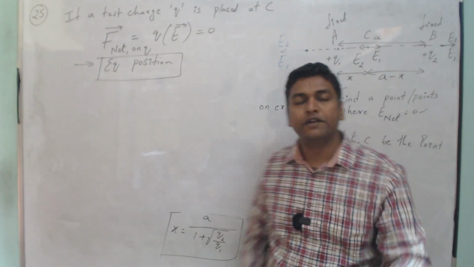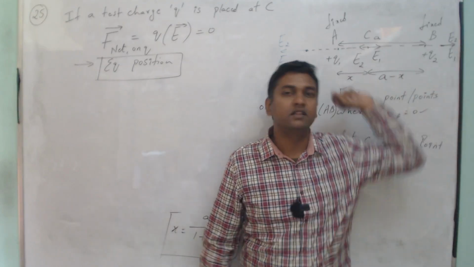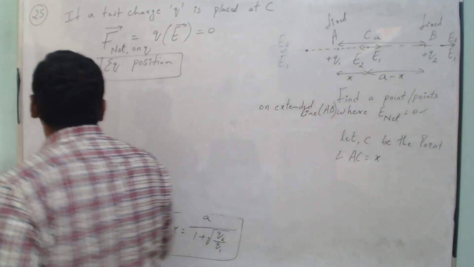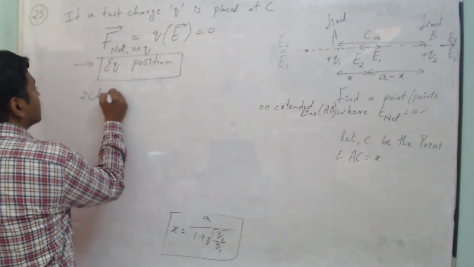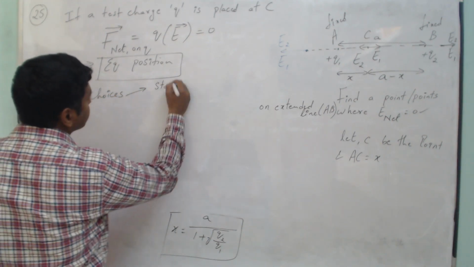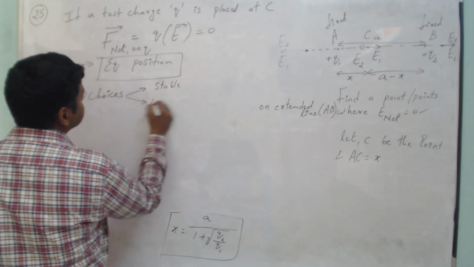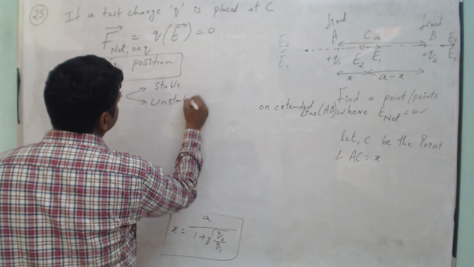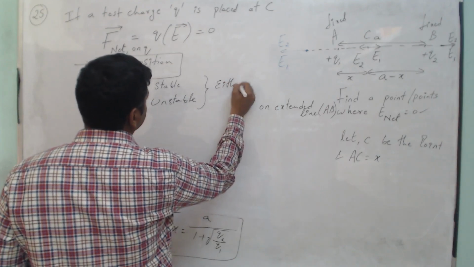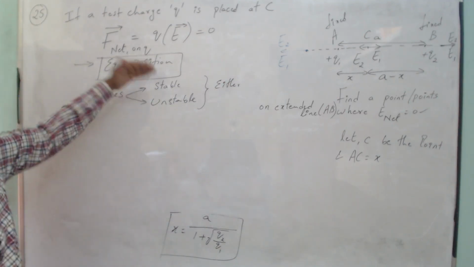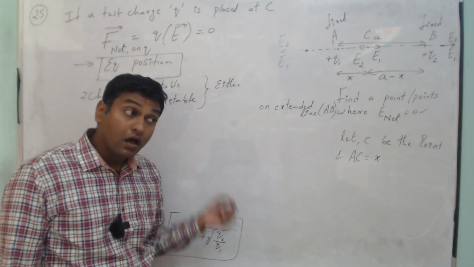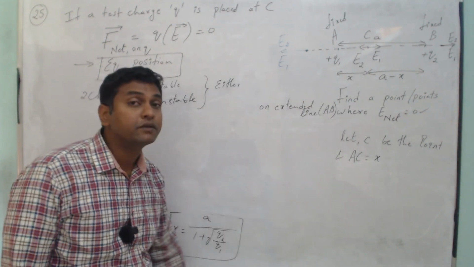This point C is the equilibrium position in this particular situation, correct? Now there are two choices for equilibrium positions. One is stable equilibrium and the other is unstable equilibrium, right? Either of them is possible, both can't be possible together. Either stable equilibrium or unstable equilibrium is possible, right? If he asks me whether this is a stable equilibrium, how will I figure it out?